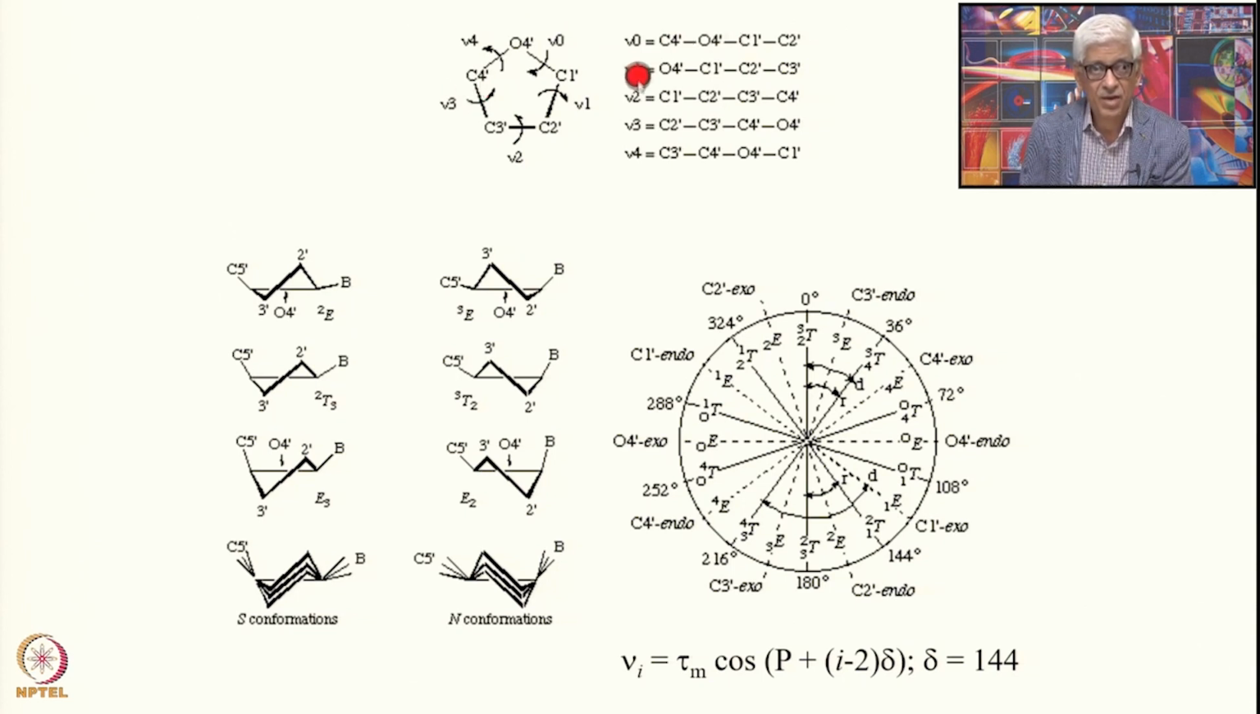So, likewise you have nu1, which is O4 prime, C1 prime, C2 prime, C3 prime, and then you have nu2, which is C1 prime, C2 prime, C3 prime, C4 prime, and nu3, C2 prime, C3 prime, C4 prime, O4 prime, and you have nu4, C3 prime, C4 prime, O4 prime, C1 prime. However, notice that all these torsional angles are not independent, they are dependent on each other, because the ring is closed. Using physical chemistry calculations, one can see how many degrees of freedom are there.